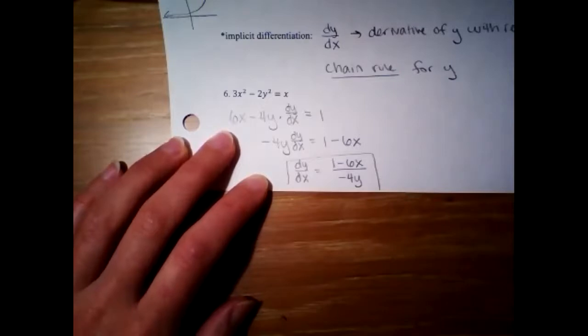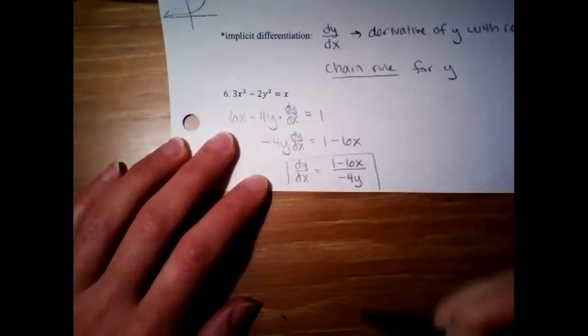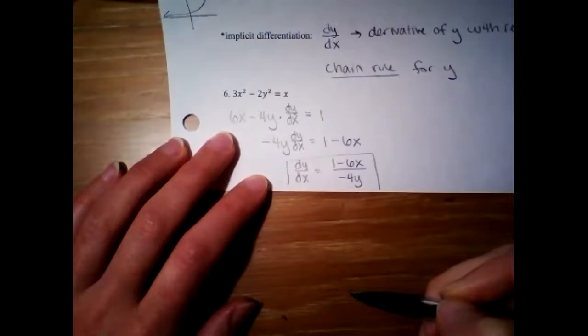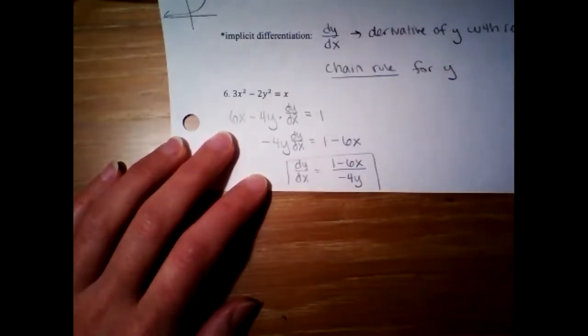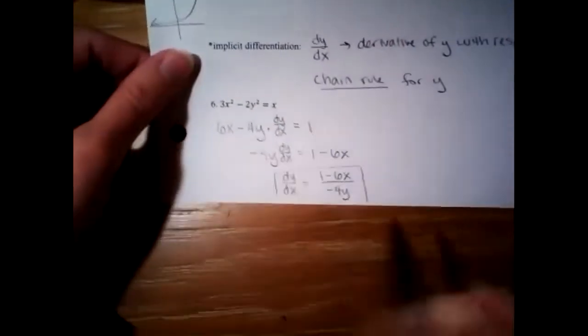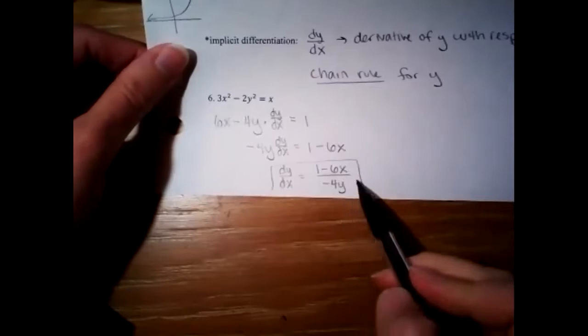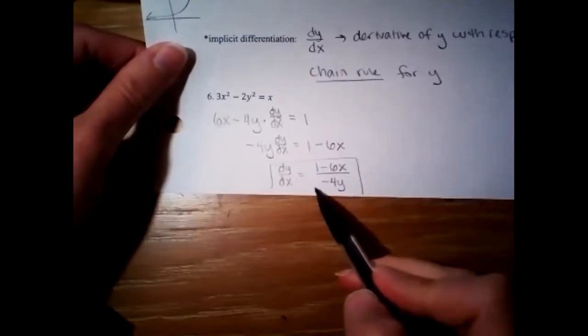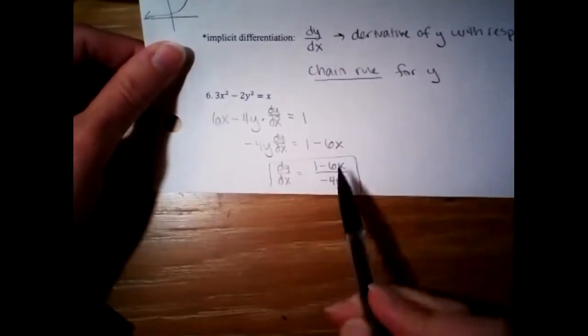So again, if your answer looks like a bit of a mess, then you probably did it right. Yeah, it's a little bit of writing, and it looks funny, but it's not necessarily hard. You're still just doing a derivative. All right, and I think I had number 7 kind of piggyback off of this one, so I'm going to copy this onto the other side of the paper, this 1 minus 6x over negative 4y.